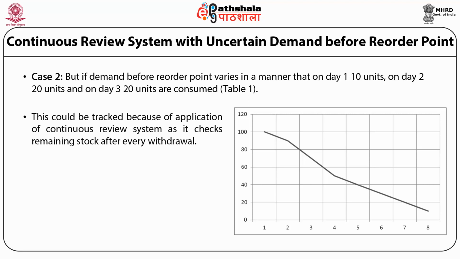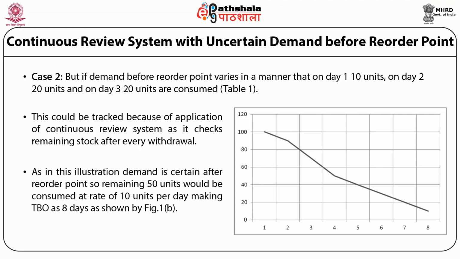This could be tracked because of application of continuous review system as it checks remaining stock after every withdrawal. Thus, next order of 100 units is placed, that is, reorder point is achieved after 3 days. As in this illustration, demand is certain after reorder point, so remaining 50 units would be consumed at rate of 10 units per day, making TBO as 8 days as shown by figure.